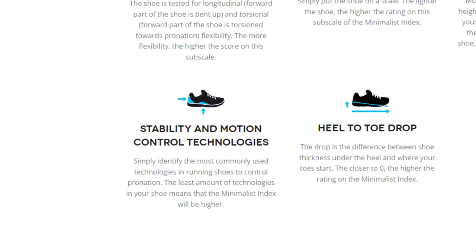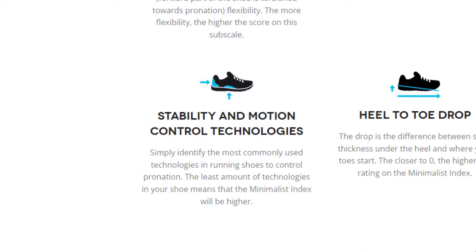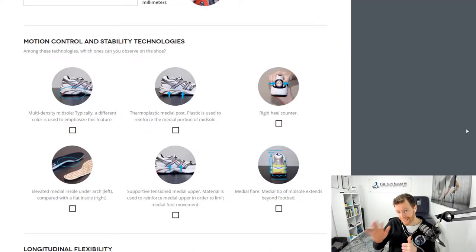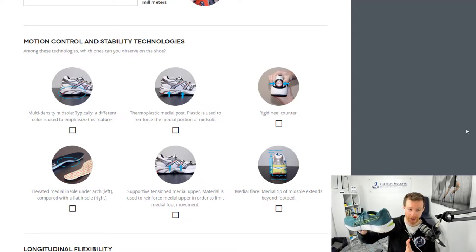Lastly, we're looking at features, what we call motion control or stability technologies. And this website has 6 different technologies that we need to look at to see if it's included in your particular shoe. So the first one we have here is a multi-density midsole. And this website says that typically if there's a different color of the midsole, that will usually indicate that there is a multi-density feature.